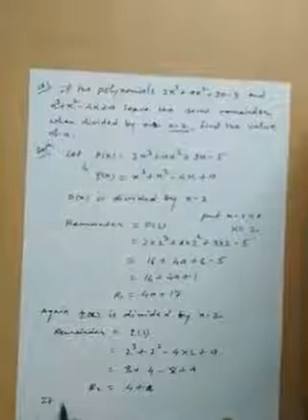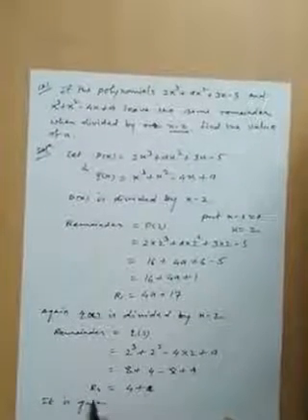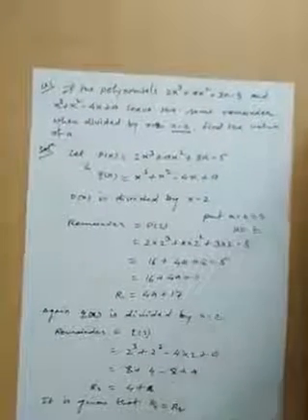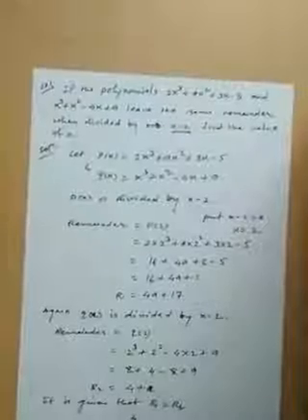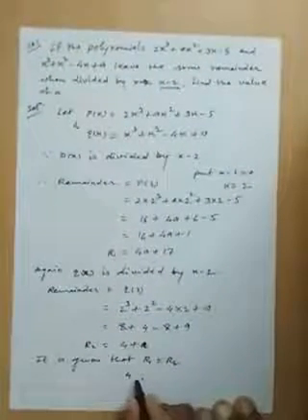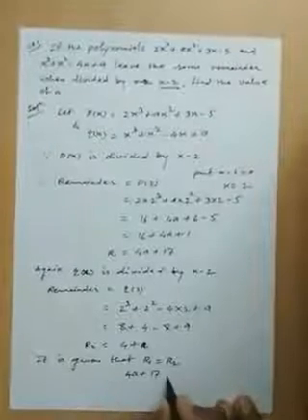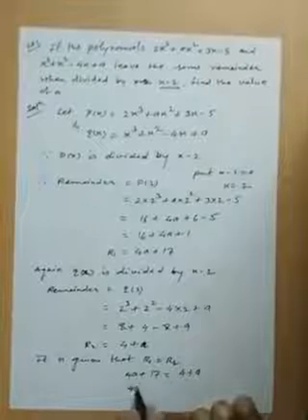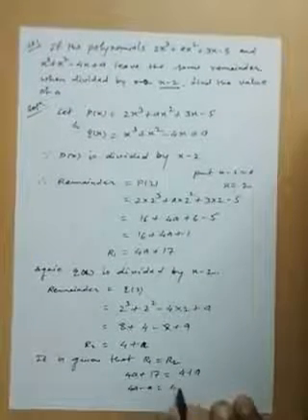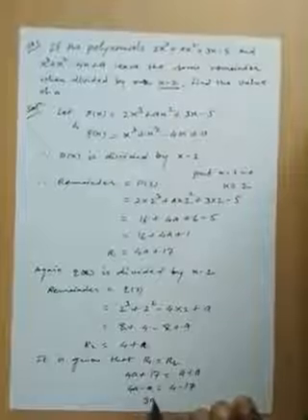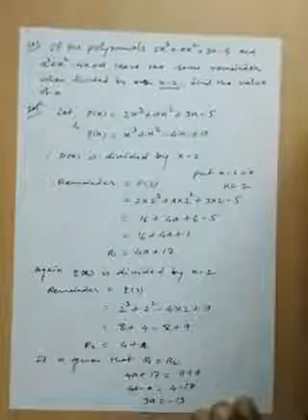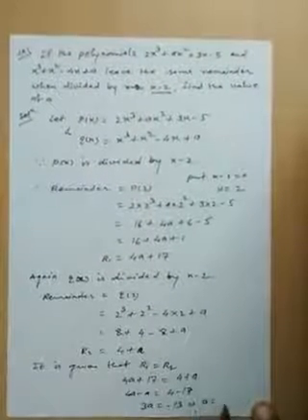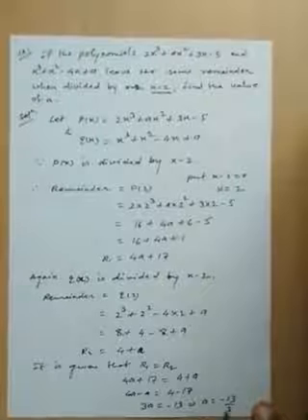So it is given that R1 equal to R2. The value of R1 is 4a plus 17, and here 4 plus a. Transpose a: 4a minus a, 4 minus 17, and 3a equal to minus 13, and we will get the answer of a equal to minus 13 upon 3.